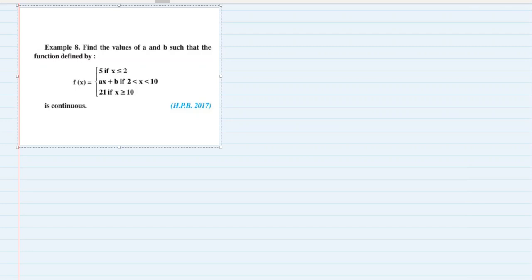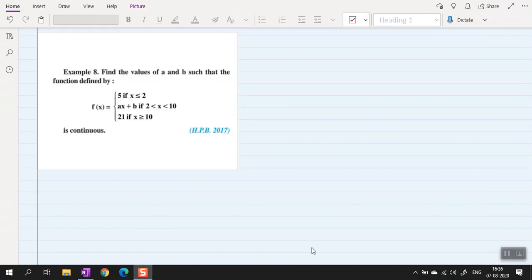So for the points at which the function could be discontinuous, we have 2 and 10. We have to verify the continuity at 2 and at 10. If we verify the continuity at 2 and 10, we get two equations in a and b, and we solve those two equations and find the values of a and b. Let's do it. Okay, let's start.